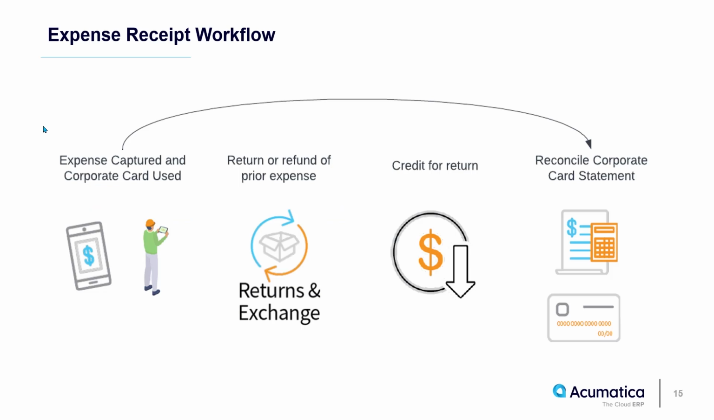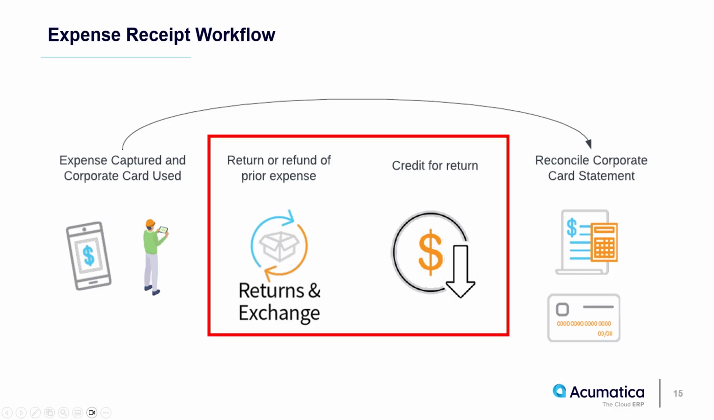If you think of the expense receipt workflow, maybe on the mobile device, you're capturing those expense receipts, the corporate card is used, that information comes back, gets tied into an expense claim, and then overall reconciliation with the corporate card statement. Well, part of that issue is what happens when there's a refund or a return to one of those expenses that was tied to the corporate card, and now you need to go out and get a credit for that return.